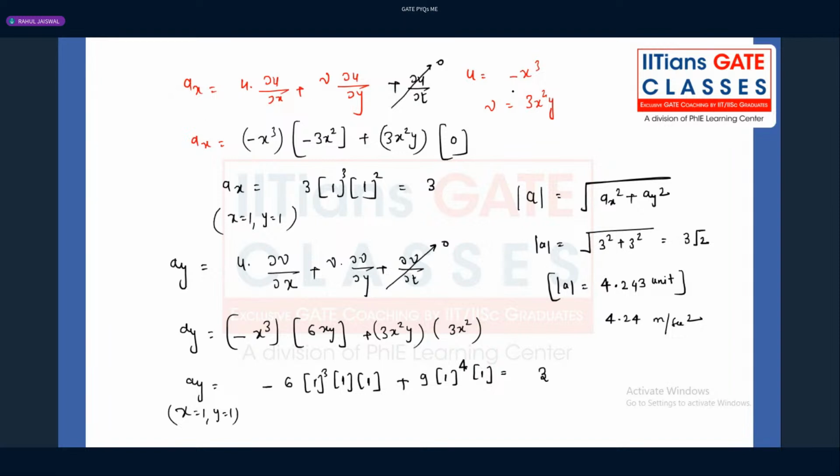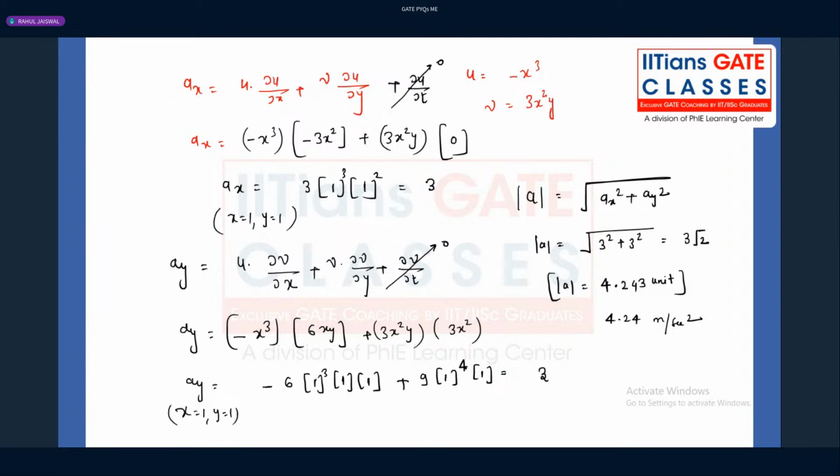Ax, where u is given as minus x cube, dou u by dou x. What is the dou u by dou x? It's minus 3x square, plus v. What is the v? 3x square y. What is the dou u by dou y? It's 0. So finally, if you try to substitute, you are going to get 3. That is the x component of acceleration.